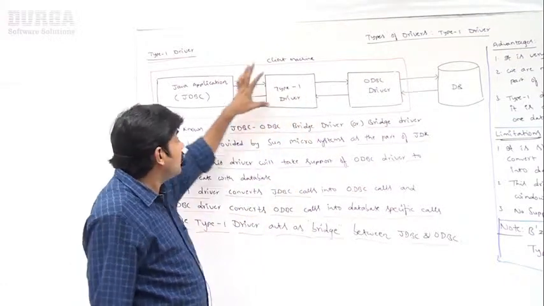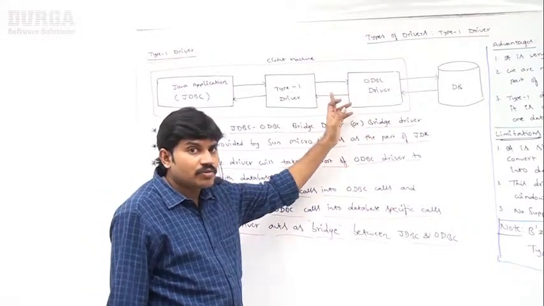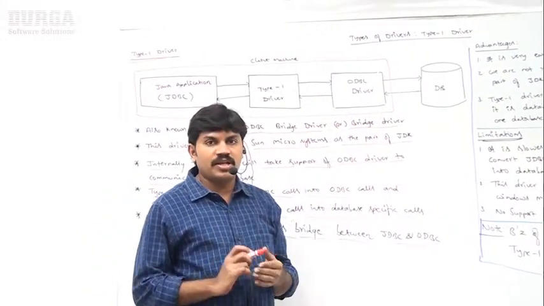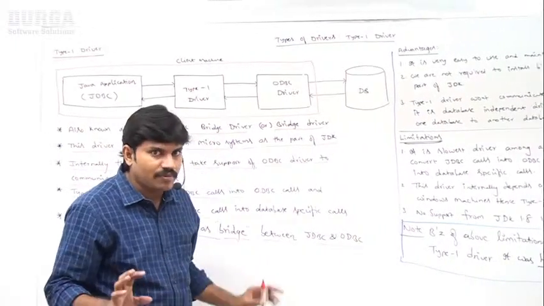Type 1 driver converts JDBC calls into ODBC calls. ODBC driver converts ODBC calls into database specific calls. Sir, what are various positives and negatives of type 1 driver, right?